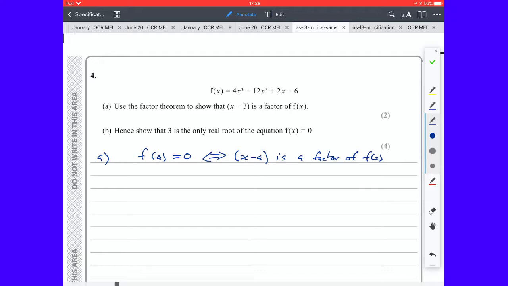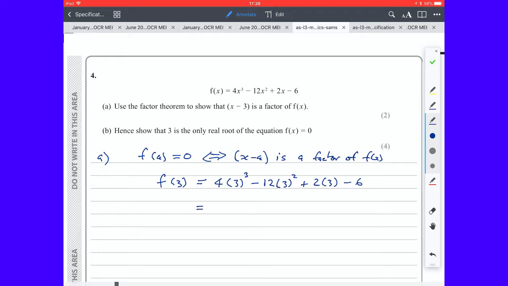So all we need to do to show that x minus 3 is a factor of f(x) is look at f of 3. And if f of 3 is 0, then by the factor theorem, x minus 3 is a factor of f(x). Well, f of 3 is equal to 4 times 3 cubed minus 12 times 3 squared plus 2 times 3 minus 6.